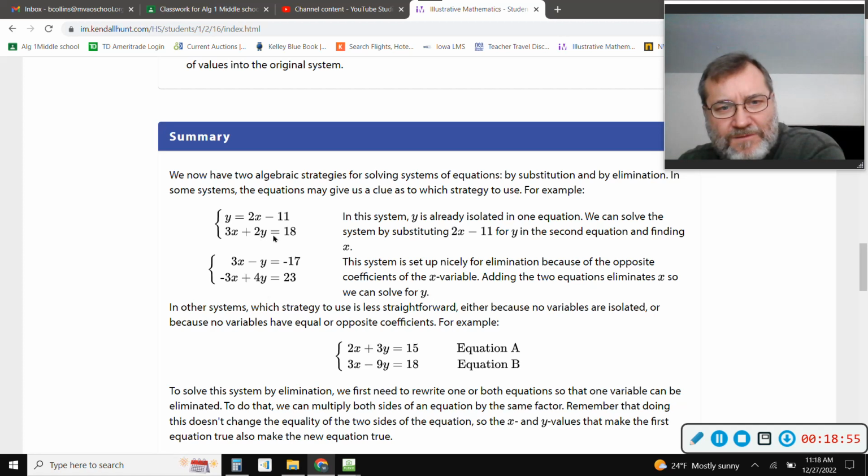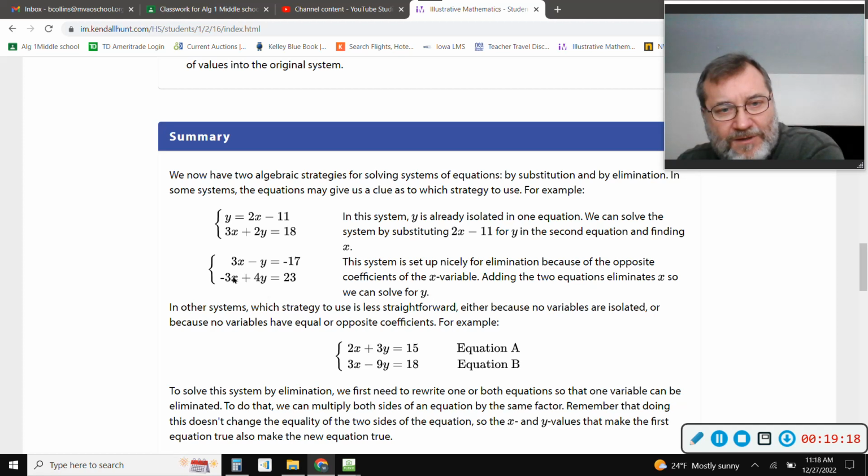So we can just do a substitution right here, and then you'll have 3x plus 2x minus 11 equals 18. And so that's this one, because they're two different forms, a y-intercept and a standard, substitution might be your better choice. This one, they're both in a standard form.